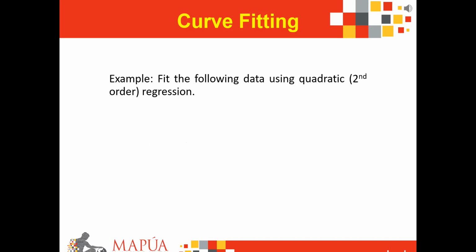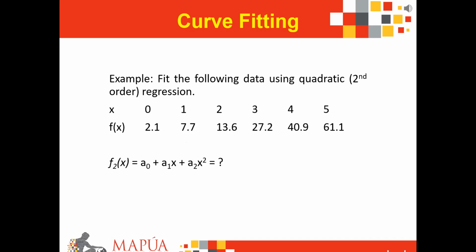Let's evaluate this example. We are to fit the following set of data points using, this time, quadratic regression. So we determine the coefficients for our quadratic equation, which are a0, a1, a2, using our given formula. Based on our system of linear equations, we need to find the individual summations that will be needed for our 3x3 system of linear equations.